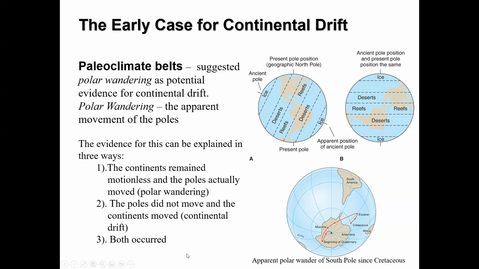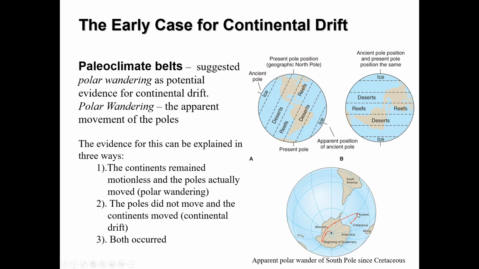And so if we look at the apparent polar wander of the South Pole since the Cretaceous, so if we say the continents have not moved around, it's the poles that are moving around, we can see that since the Cretaceous, which ended 65 million years ago. So this is through the Cretaceous. The South Pole was right here.